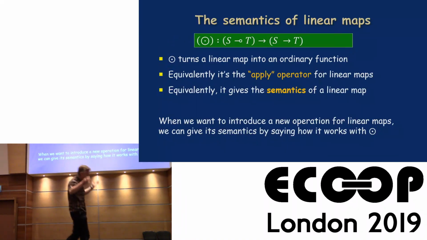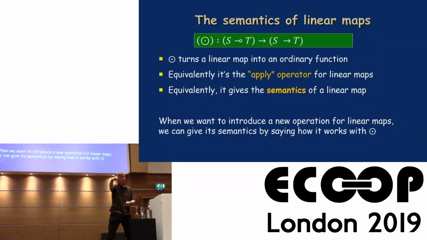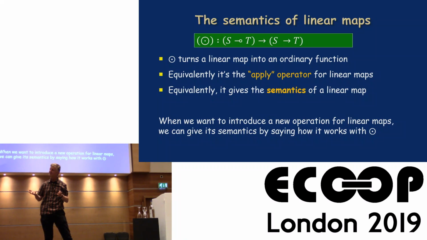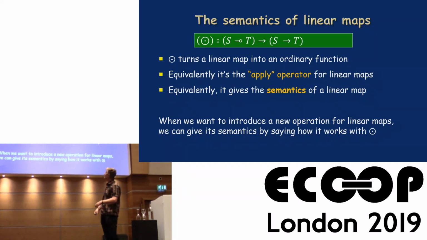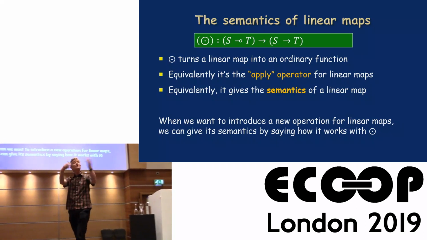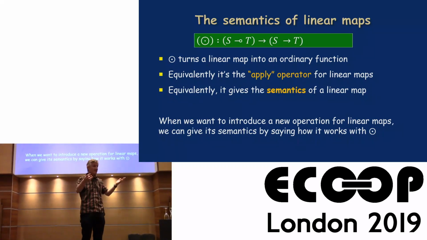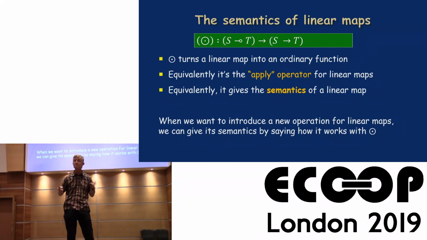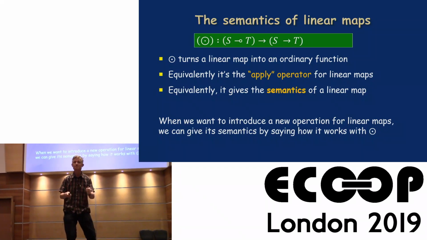You can think of it as the apply operator, but you can also think of it as a way of taking one of these linear map functions and turning it into an ordinary function. Does that make sense? Look at its type: s lollipop t, arrow, s arrow t. It just takes it out of the lollipop space into the ordinary space, presumably a subset of the ordinary space. And you can also regard it as a way of giving the semantics of a linear map. If I say, here is a linear map, what is its semantics? Its semantics is just the function that it behaves like, right? And that's what lollipop tells you, okay? So far, so good? All right, linear maps.